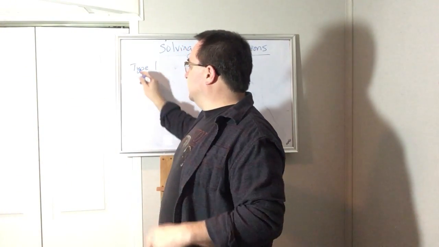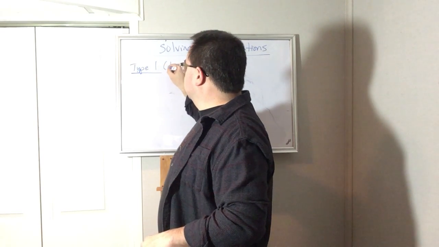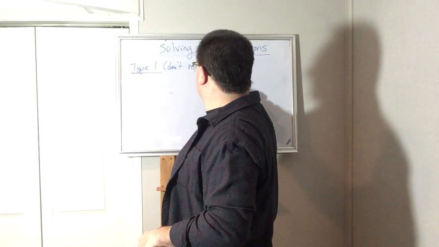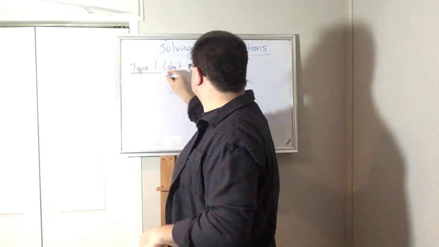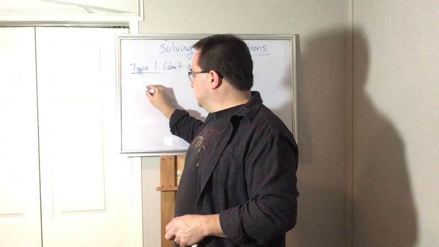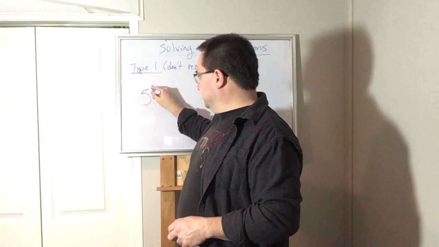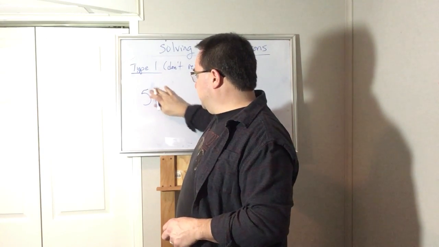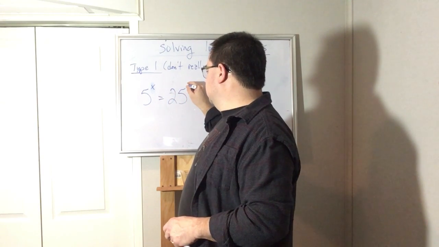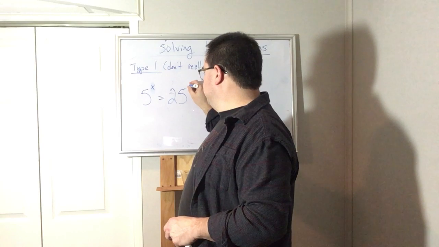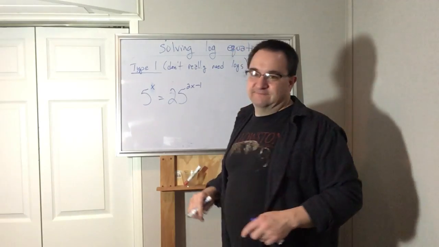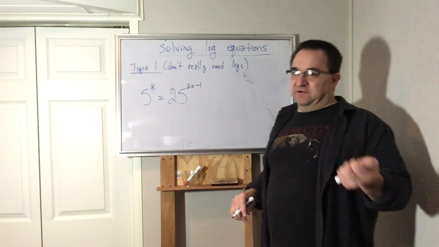Not that you got to memorize what I'm calling the types. I'm going to put "don't really need logs here." All right, so this is kind of an exercise in logic. Let's say I have 5 to the third. Let's make it 5 to the x equals 25 to the 2x minus 1.